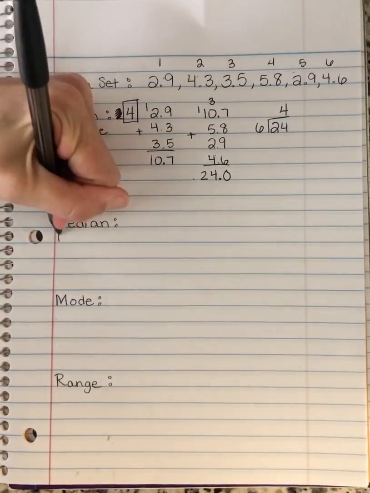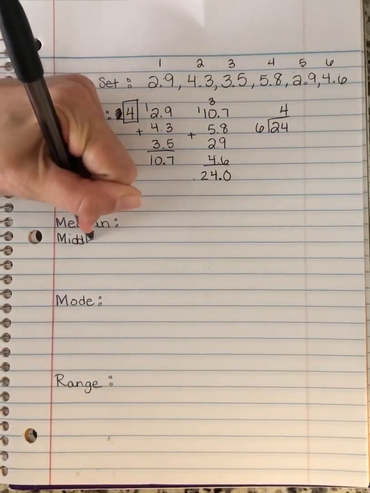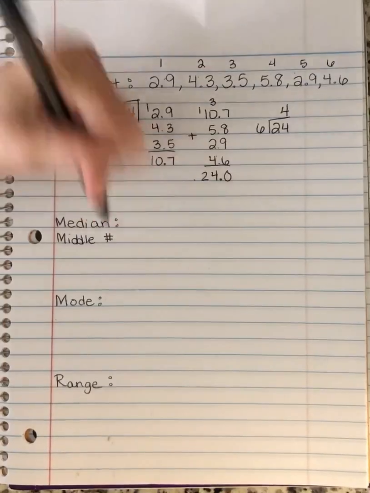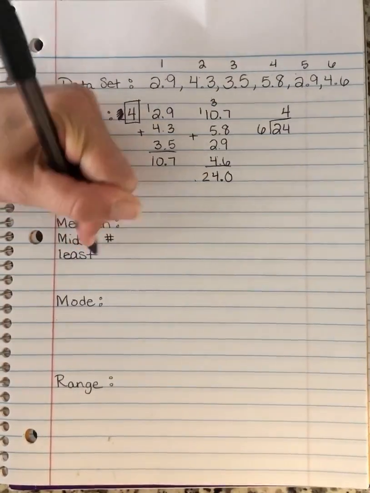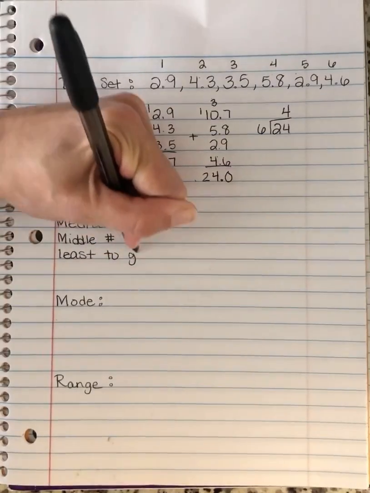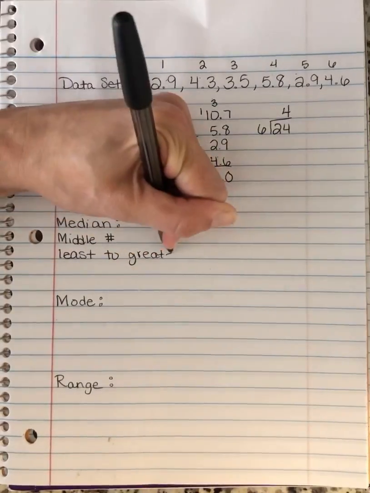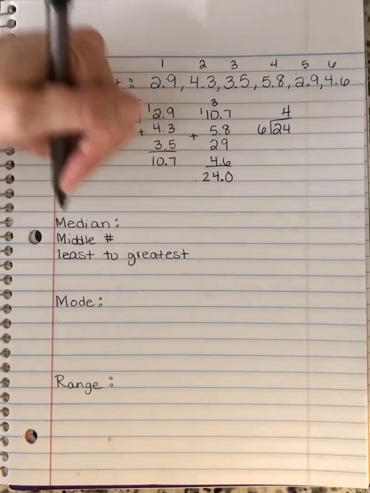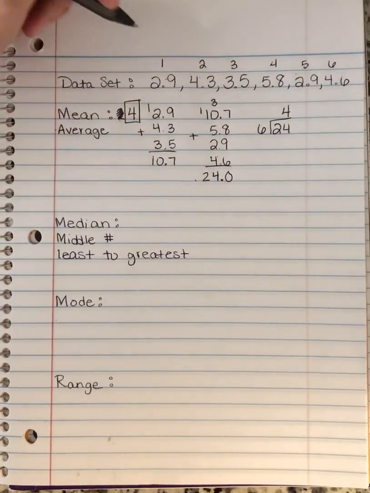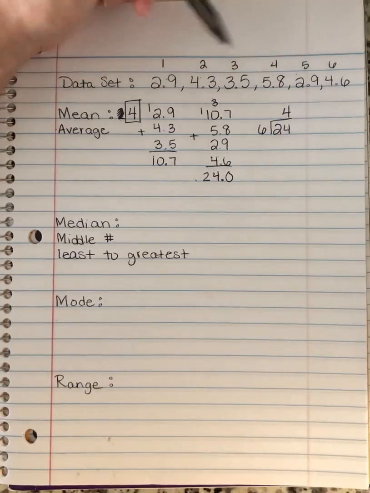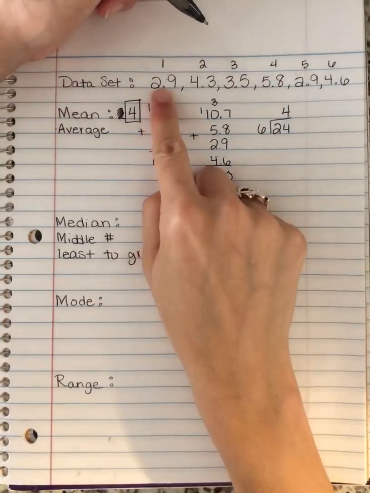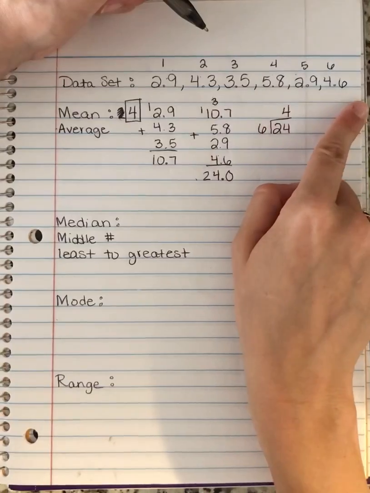Median is the middle number. But they have to be in order of least to greatest. That's really important. Okay, and you can do greatest to least as long as they're in numerical order. So the reason I also wanted to use decimals is so that you can think about how to do the decimals. So start and look and find your lowest number.